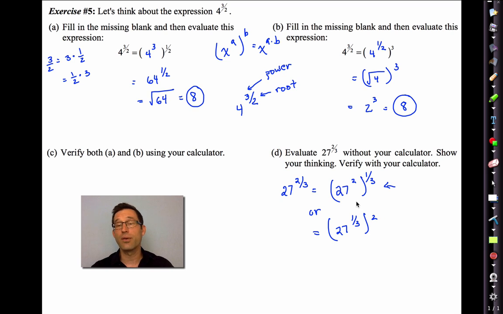Well, this is much more challenging without a calculator. Number one, what's 27 squared? I have to think about that, pretty tough. And then I'd have to take the cubed root. Ooh, I don't want to do that. This is going to be the much easier one without a calculator because we're doing the cubed root of 27 and then we're squaring it. So the cubed root of 27 is 3, then we square and we get 9.